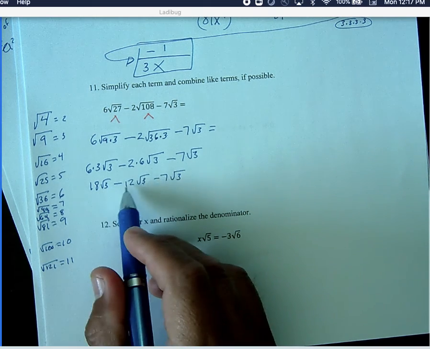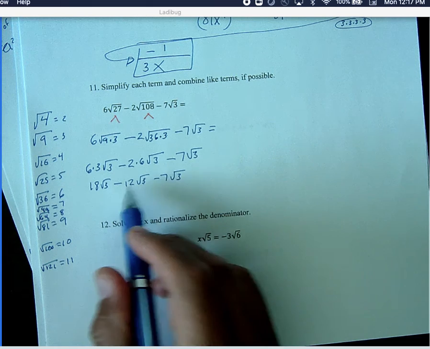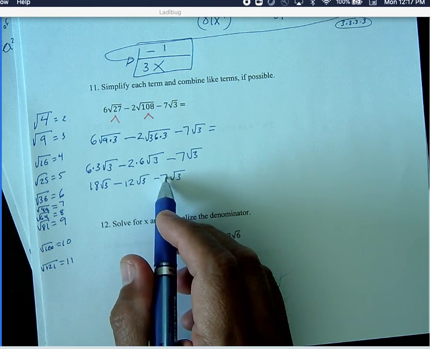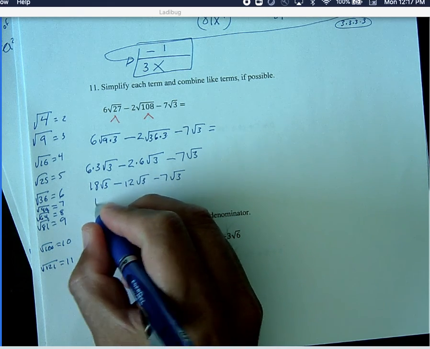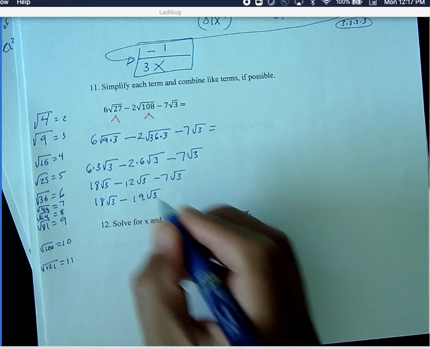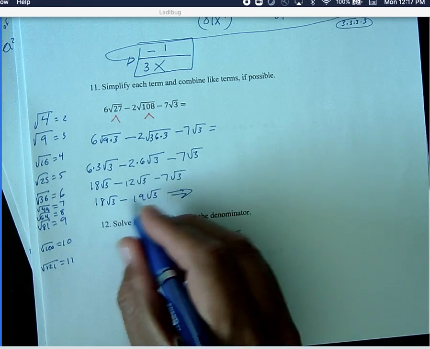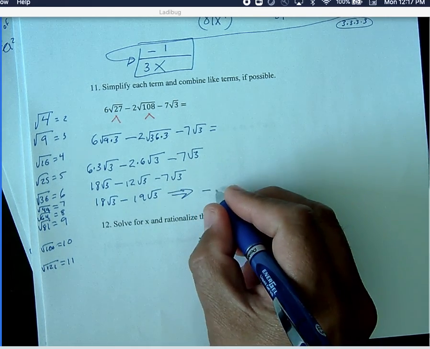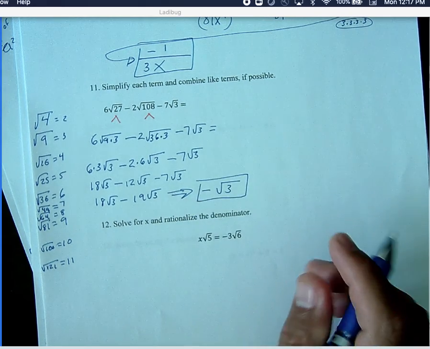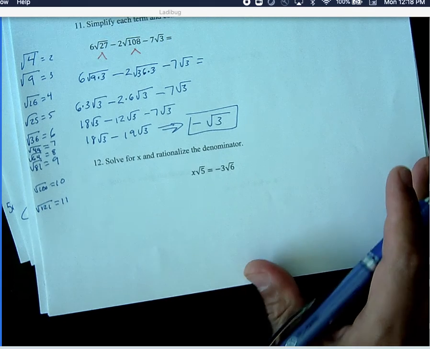So 18 minus 12, so minus 12 and 7, that would be negative 19, so I'm going to skip that one. Minus 19 square root of 3. So 18 minus 19 would be negative square root of 3, like that. That would be the answer for that. Okay, this one.